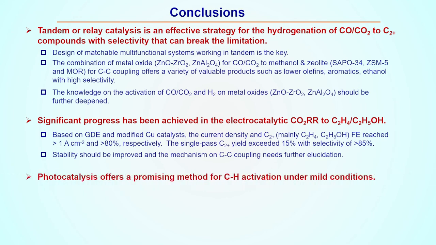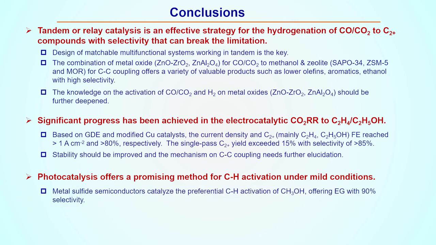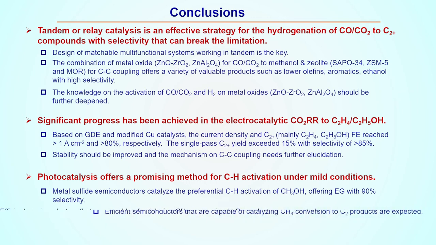Photocatalysis offers a promising method for CH activation under mild conditions. Metal sulfide semiconductors catalyze the preferential CH activation of methanol, offering ethylene glycol with 19% selectivity. And efficient semiconductors that are capable of catalyzing methane conversion to C2 products are expected.